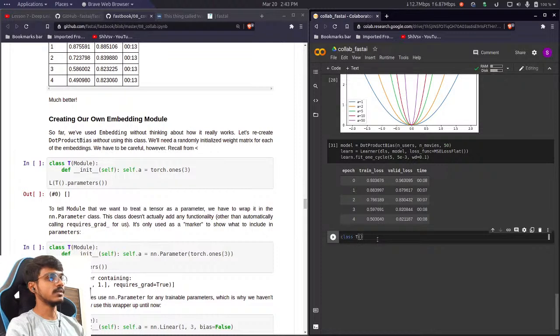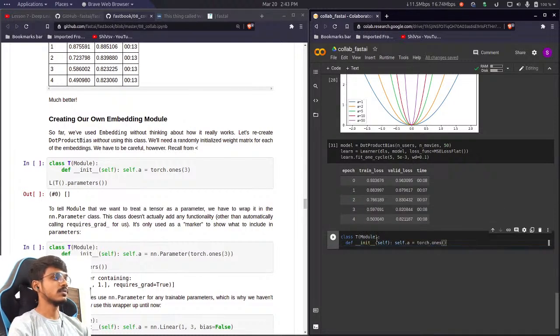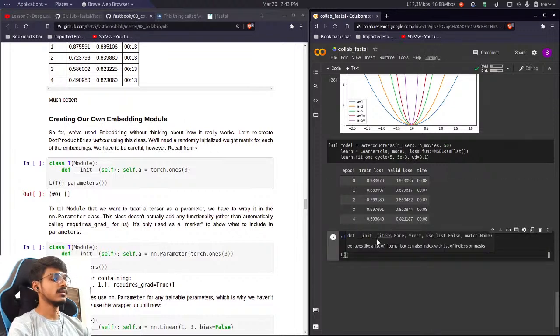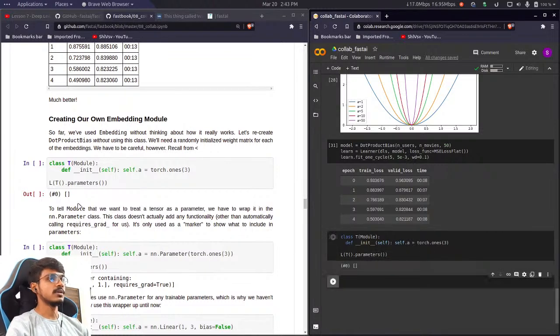First we create the class T, inheriting the Module. self.a is equal to torch.ones, getting a tensor with 3 ones. After that we get the parameters from the model. Okay, it is empty.